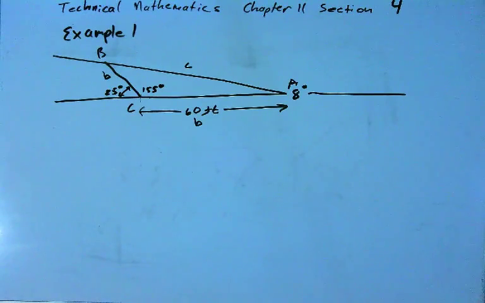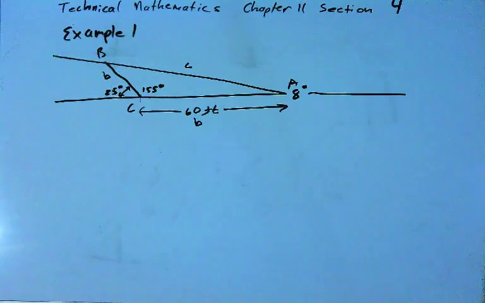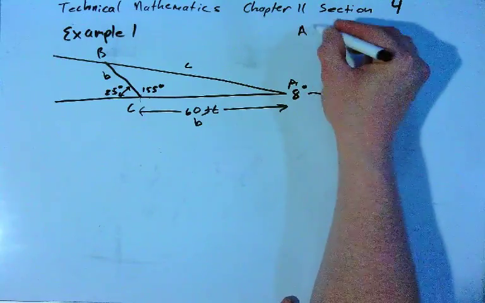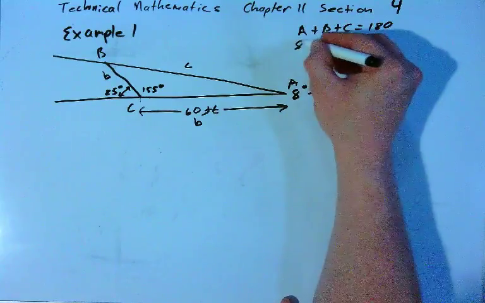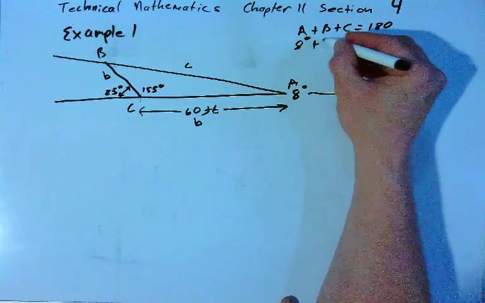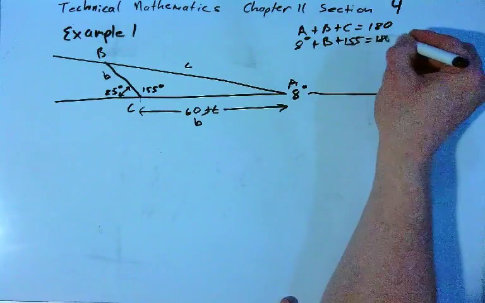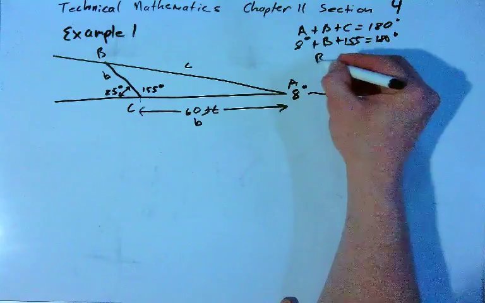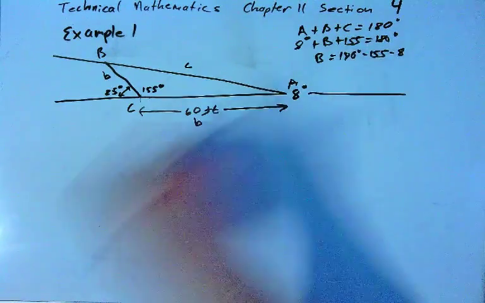And so what we know is 2 of the angles and 1 of the sides. Anytime we know 2 of the angles, we automatically can figure out the third, right? Because they all 3 have to add up to 180. And so let's do that first. The 3 angles A plus B plus C have to add up to 180 degrees. Angle A is 8 degrees. Angle B we don't know, and angle C is 155. These should add up to 180 degrees, and so angle B will be 180 minus 155 minus 8.